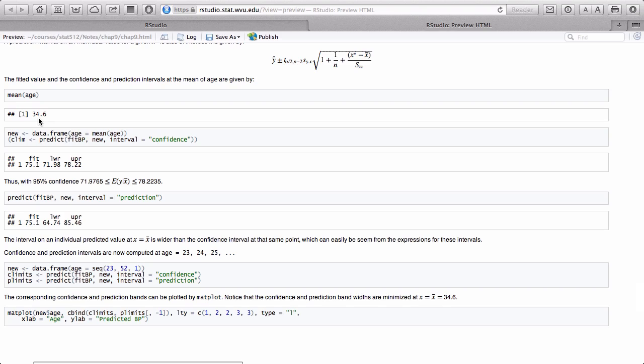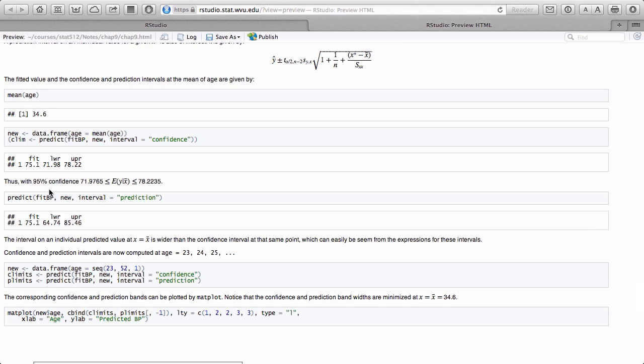This is kind of overkill here, but I have to create something new that I want to predict, and it has to be a data frame. So I'm going to say age equals the mean of age. In other words, I'm going to create age as the mean of age as my single value. I'm going to predict that, and then it says interval equals confidence. What this does is give the confidence interval, and that's the fitted value at the mean of age.